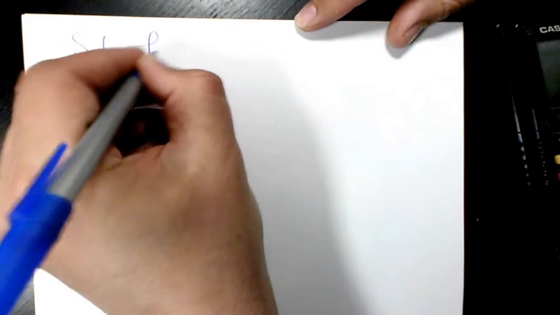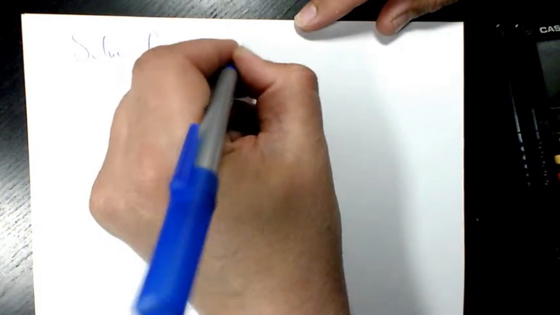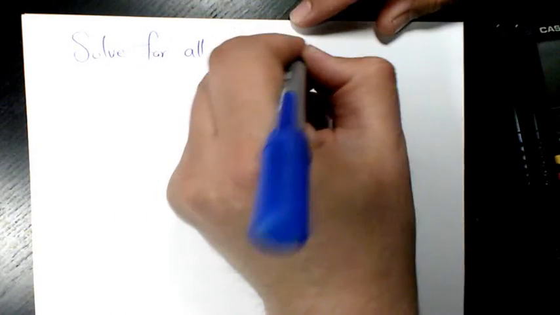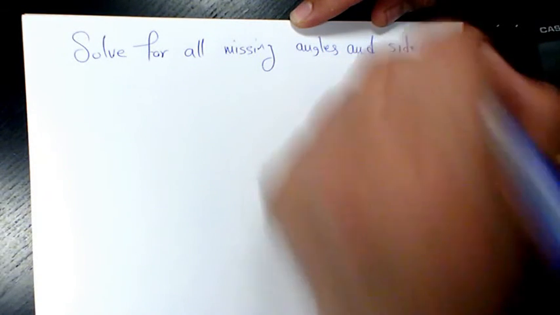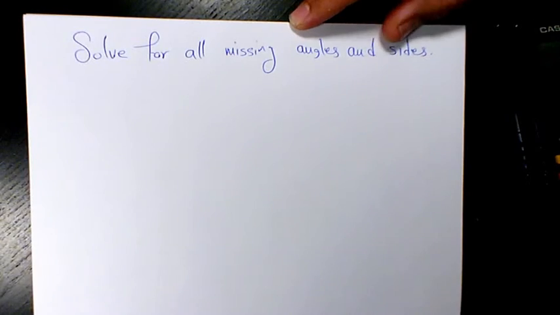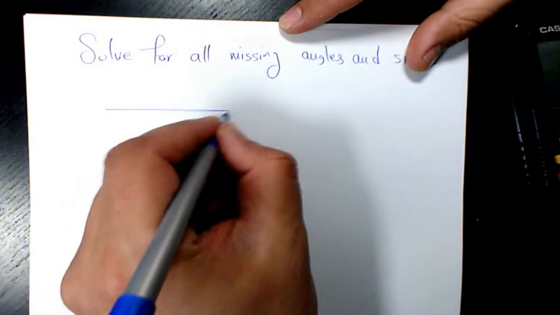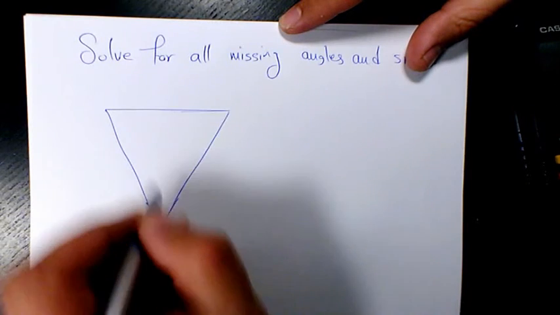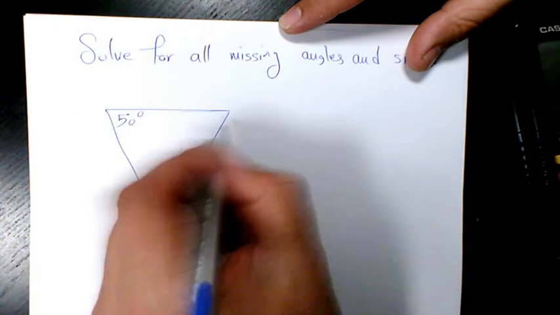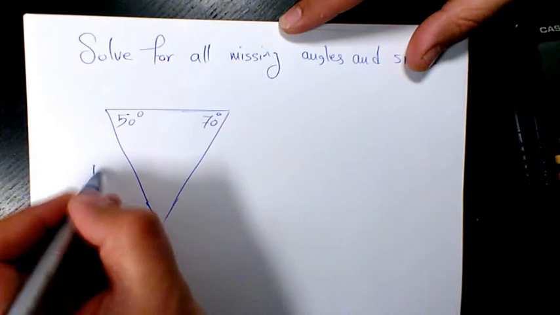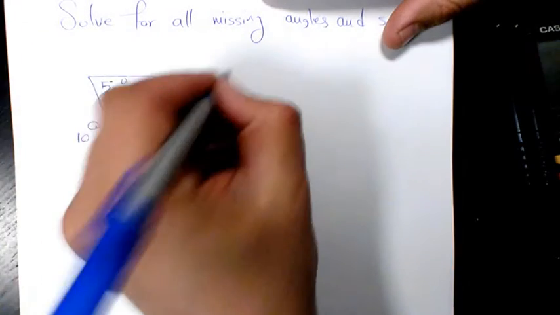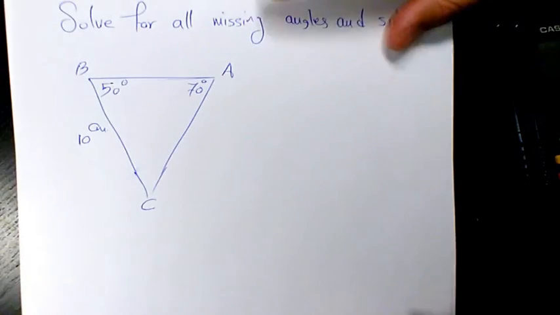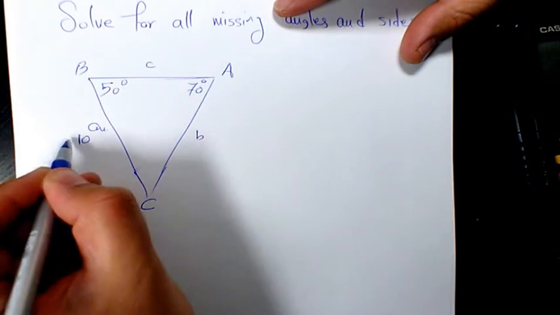Now we need to solve for all missing angles and sides. First one, 50 degrees, 70 degrees, 10 centimeter. Gonna call it A, B, C. Lowercase c, lowercase b, and lowercase a.